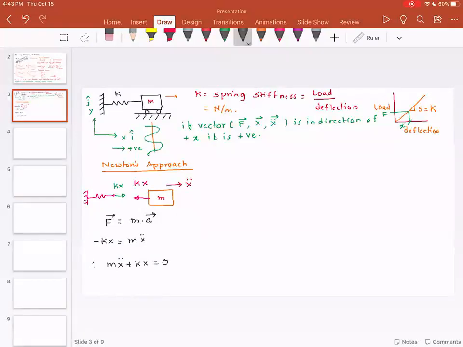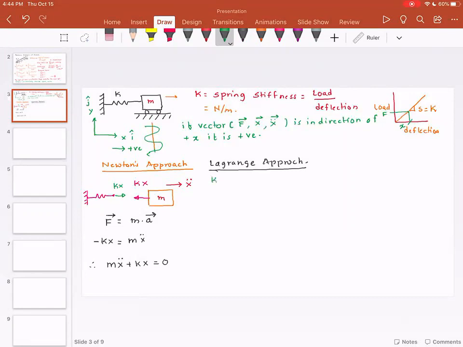Now I want to present an alternate approach, which is called the Lagrange approach. And the power of this approach is, you don't need to draw free body diagrams. You don't have to derive the forces or find out the directions. So please pay attention. In the Lagrange approach, there are only two things you have to find out.